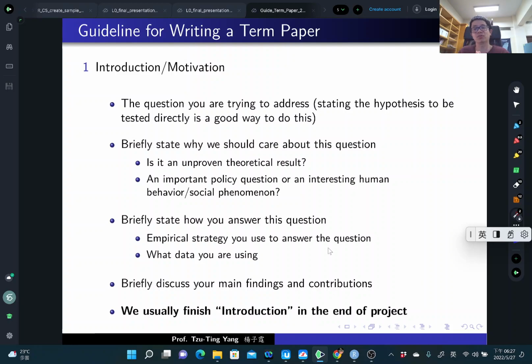But I know you might not have a lot of time to do a literature review, so just pick the most important, relevant papers and try to compare your result with them. Usually we finish the introduction at the end of the project, because in the introduction you need to briefly discuss how you did this and what kind of result you got. So after you get all the results, you can start to write the introduction part.